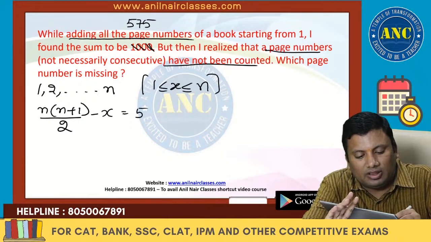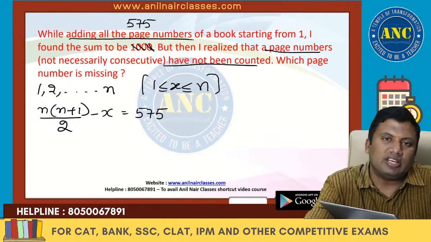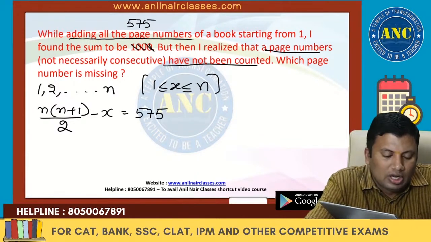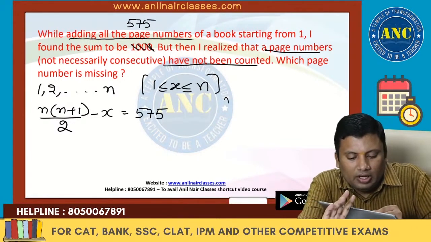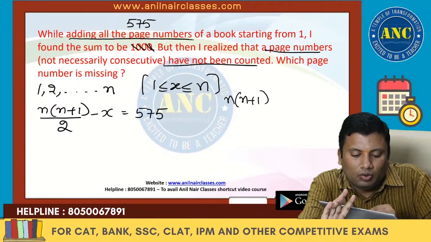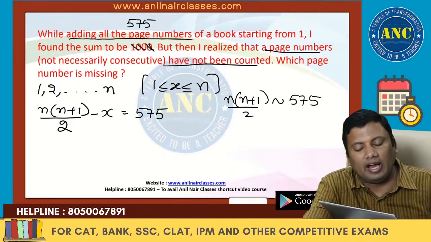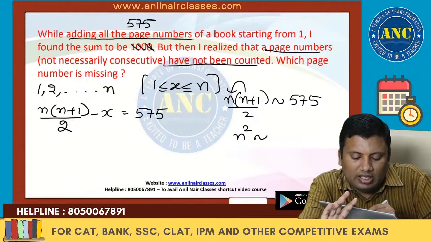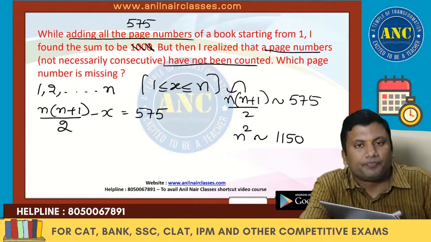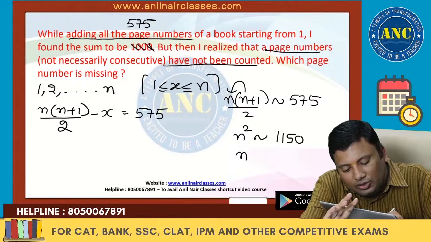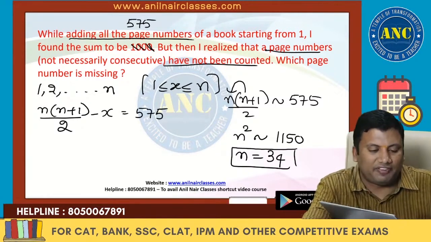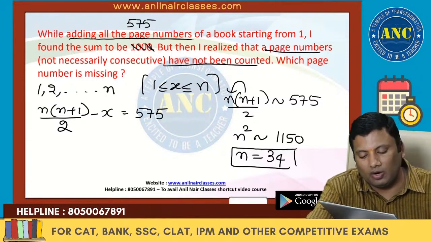First we will do it with 575. Is this equation clear? I am counting every page number, and one page number I forgot to count, so it is minus x. Now n into n plus 1 by 2 is nearer to 575. I will tell you why I did this. N plus 1 is closer to n, so n square is nearer to 1150. What is the perfect square just greater than 1150? 34 square is 1156.